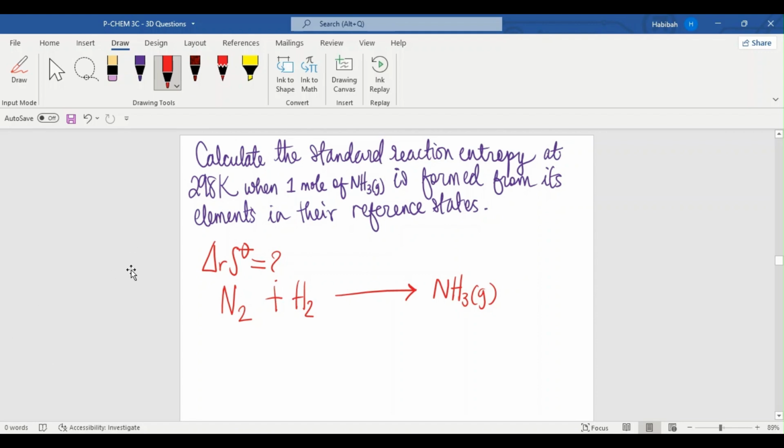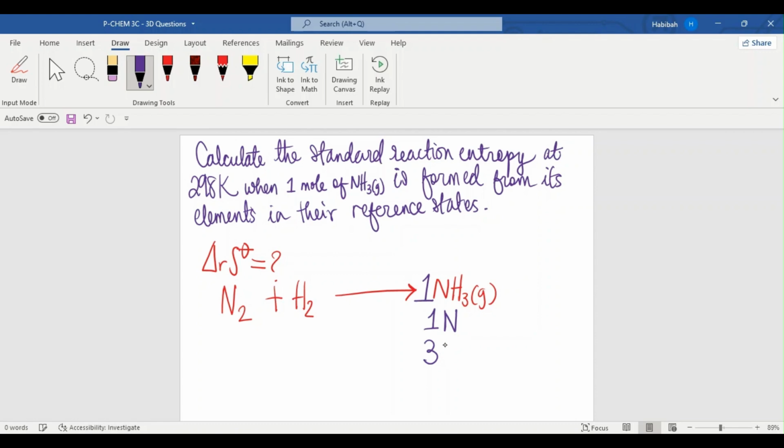This equation is not balanced, and we have to balance it in order to start solving for the standard reaction entropy. Whenever you're given a question like this, it's best to balance the chemical equation in such a way that you only have one molecule of NH3. This is the most basic form of NH3 gas, so that it's easy for us if we need to manipulate any of our work in future.